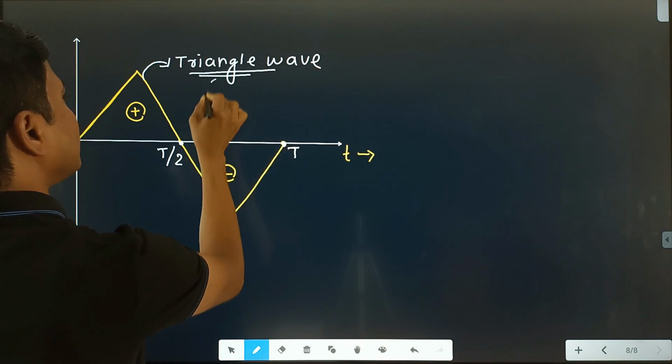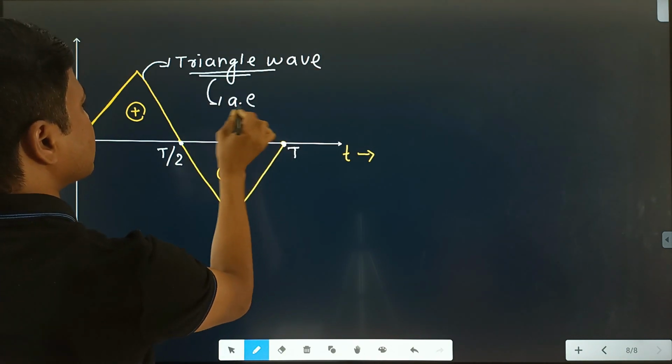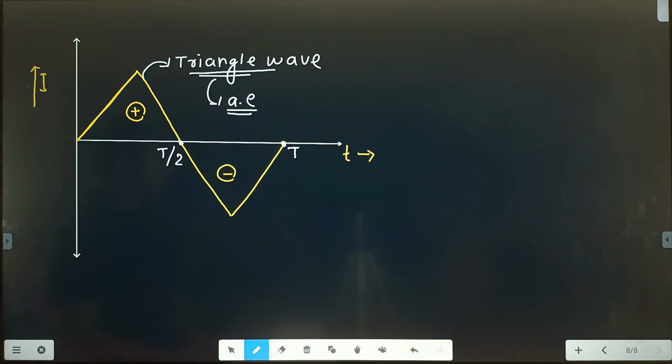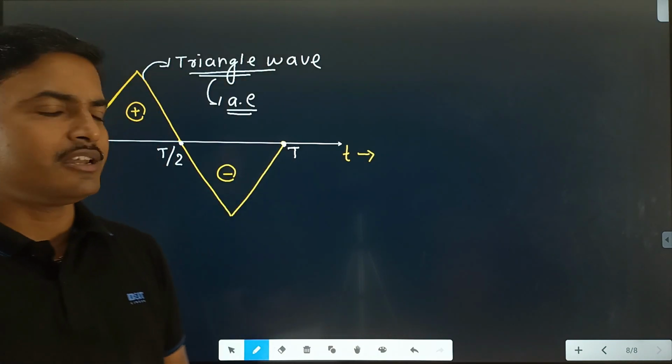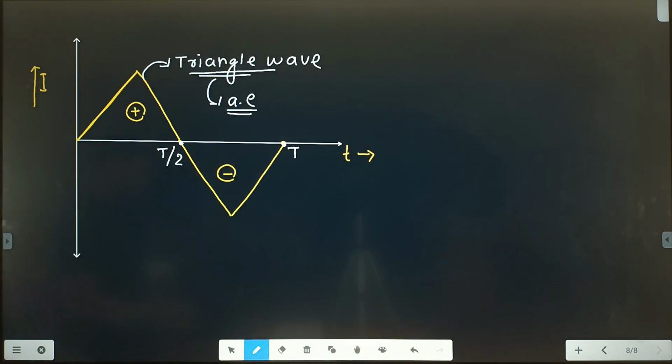And this is also alternating in nature. This is also alternating current, clear? That means different forms are there. Different forms of alternating currents are there.